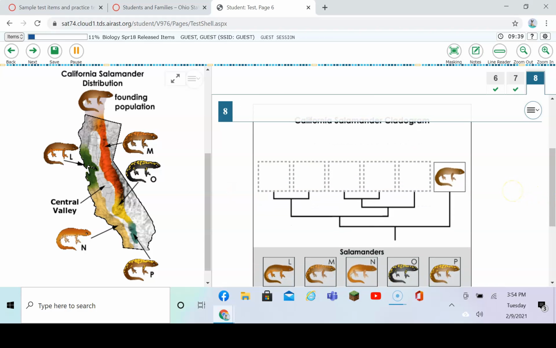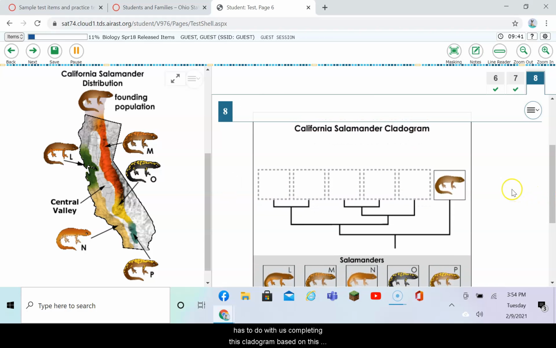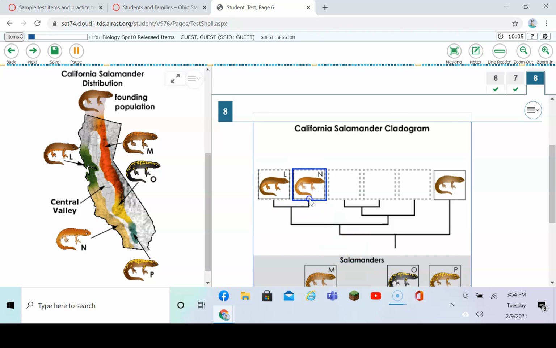Question 8 has to do with us completing this cladogram based on this map over here. So this shouldn't be too hard, right? We've got to find the ones with the closest common ancestor. And since we have 2 here and we have 3 here coming off, I would say this side, L and N, would be over here. L and N, okay? And then the next one to the founding would be M.